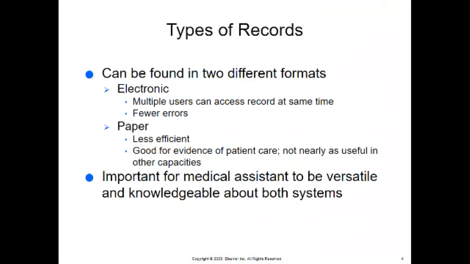Okay, so let's talk about the types of records. There are two different formats. There's electronic. Some of the advantages of electronic is multiple users can access the record at the same time, and they're actually more accurate or have fewer errors. So some advantages or disadvantages of paper is they're less efficient. So of course that's a disadvantage. Good for evidence of patient care, and they're not nearly as useful in other capacities. It's important for the medical assistant to be versatile and knowledgeable about both systems.